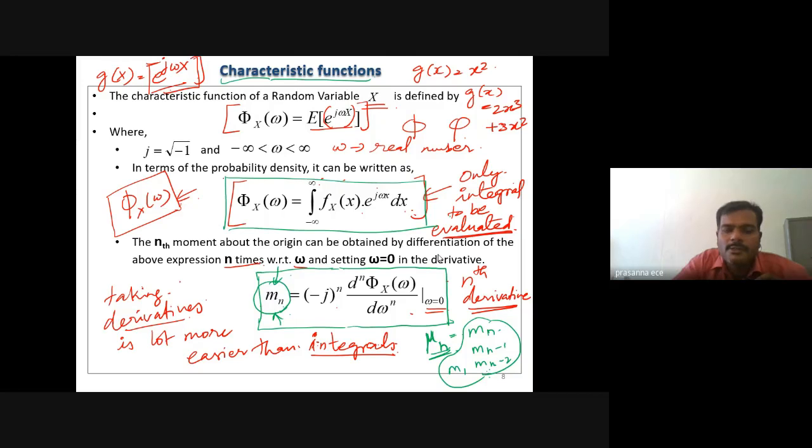Okay, so these two functions help us in evaluating the moments in an easy way. We need not do complex integrations. We can just do simple derivatives quickly and find out the value of each of the higher order moments.